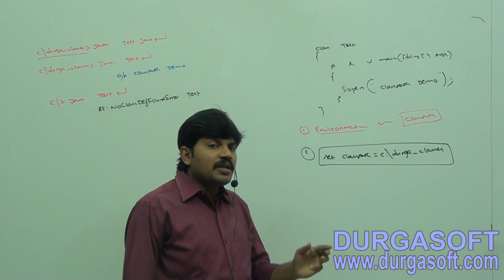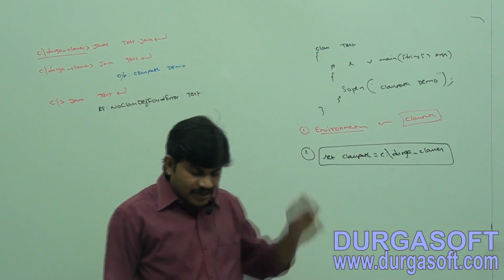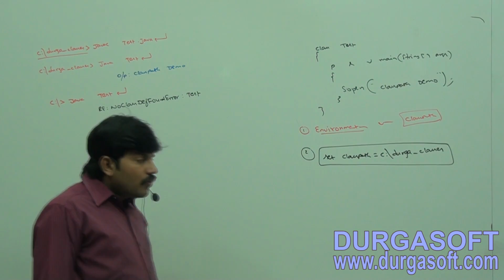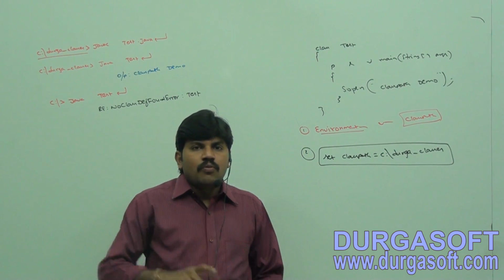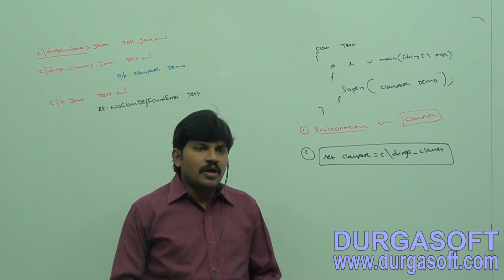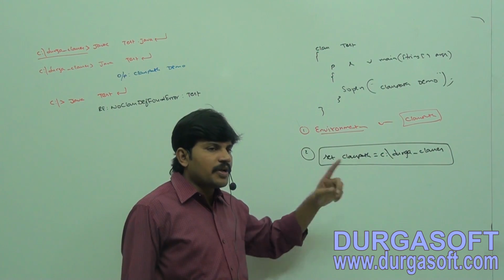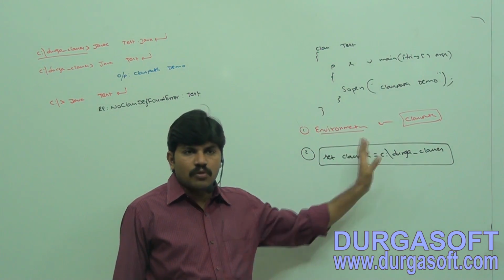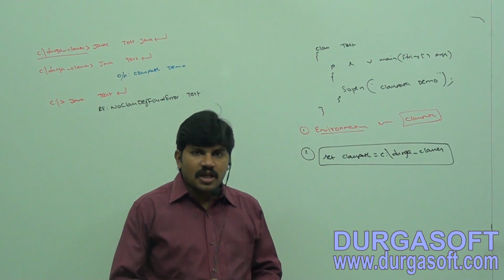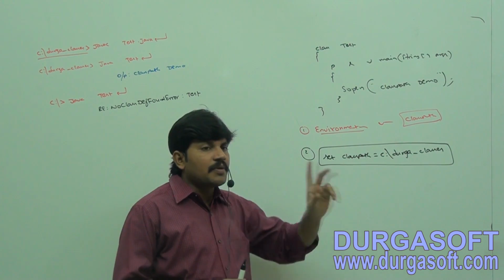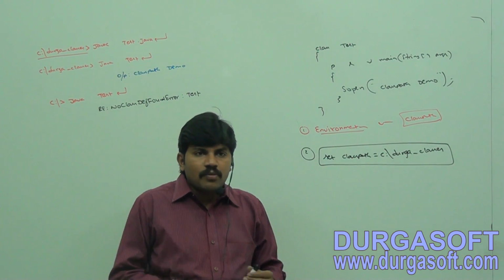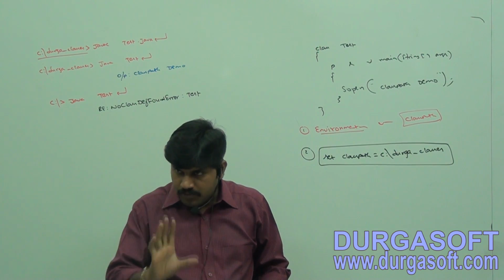But is it temporary or permanent? Temporary. This class path is applicable only for that particular command prompt. Once we close the command prompt, this class path will automatically be gone. So this way is temporary, applicable only for that particular command prompt.